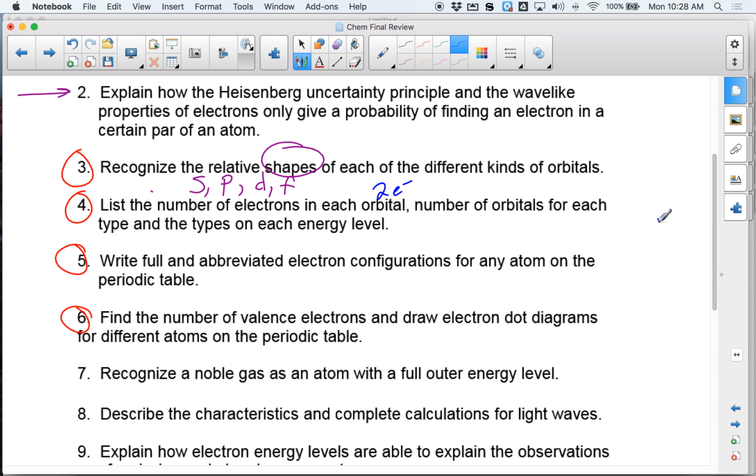Okay, number of orbitals for each type. So remember, they're basically the odd numbers. There's 1 s orbital, there's 3 p orbitals, there's 5 d orbitals, and there's 7 f orbitals. So it's just the first 4 odd numbers that correspond with s, p, d, and f, those shapes.